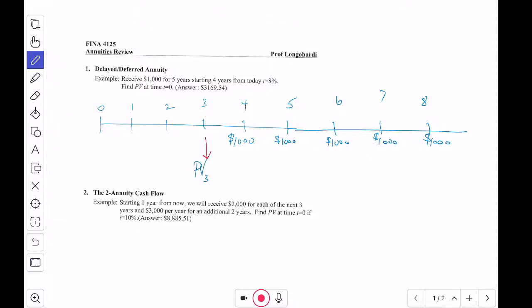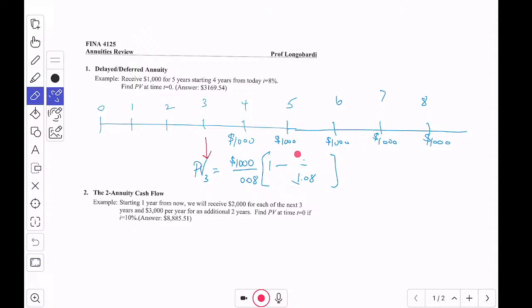So at time 3, I can find the value of this as an annuity with $1,000, 8%, using the formula of five payments. So that's the formula that I write down. Or maybe you're used to writing it like this.